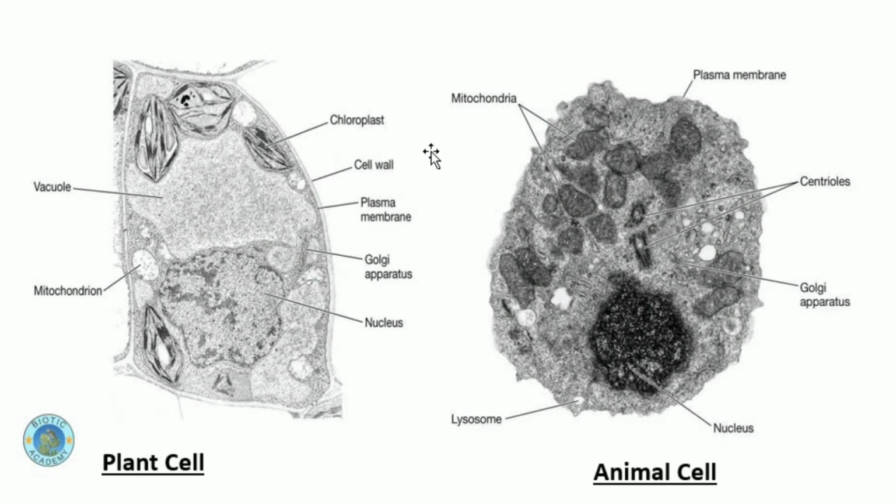And you can see the organelles which are visible in these cells, like chloroplast, cell wall, plasma membrane, Golgi apparatus, nucleus, mitochondria, vacuoles. These are all the organelles and structures present within the plant cell. And in the animal cell, you can see the mitochondria very clearly. Plasma membrane is the same as the cell membrane. Fine, plasma membrane and cell membrane are the same thing.